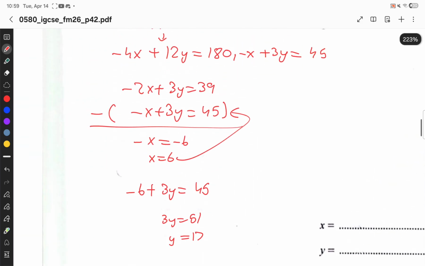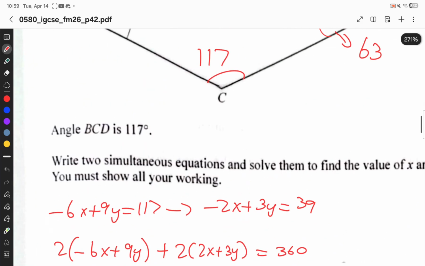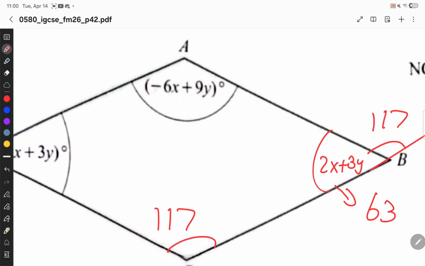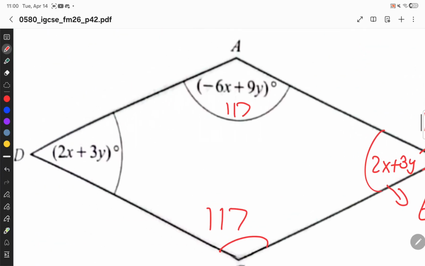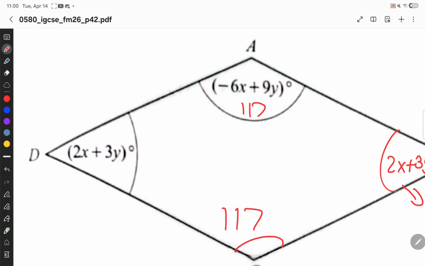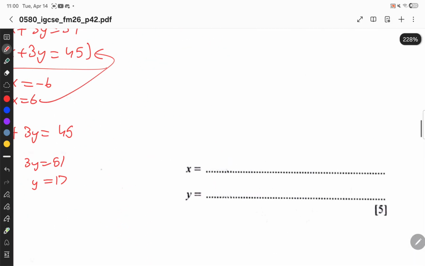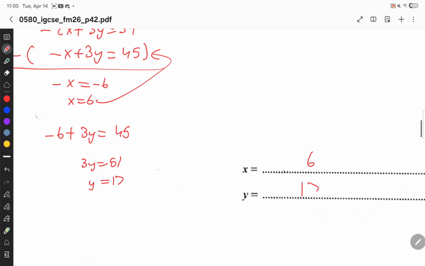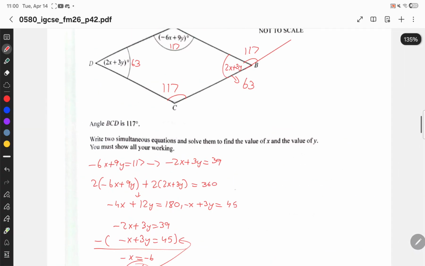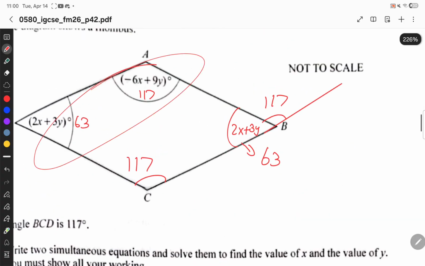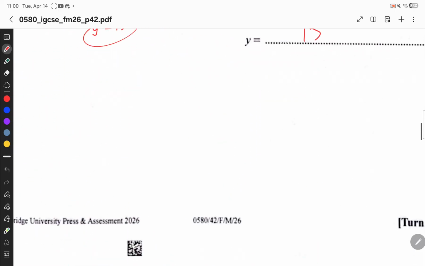Nice. So as a safety, I would like to recheck it. Plugging it in, this is 117 and this is 63. Correct. So we found the correct values. x is equal to 6 and y is equal to 17. Let's put a box around them because we are sure that these are the correct values. Let's plug the x and y into here, and we got the same values that we expected to get.